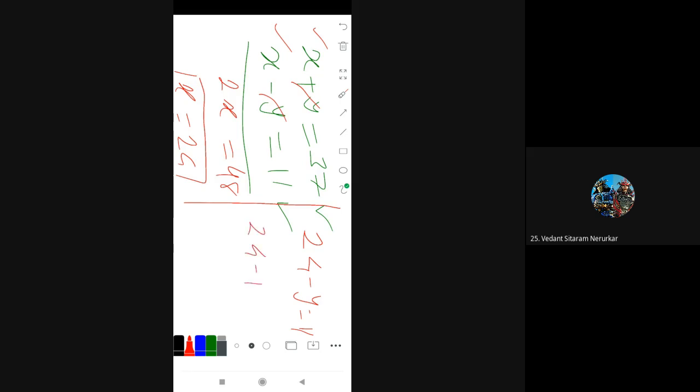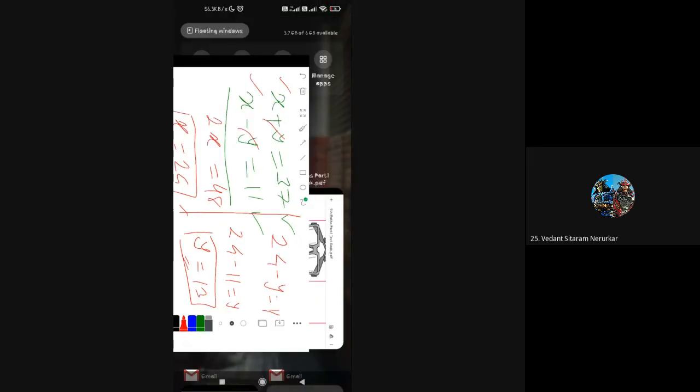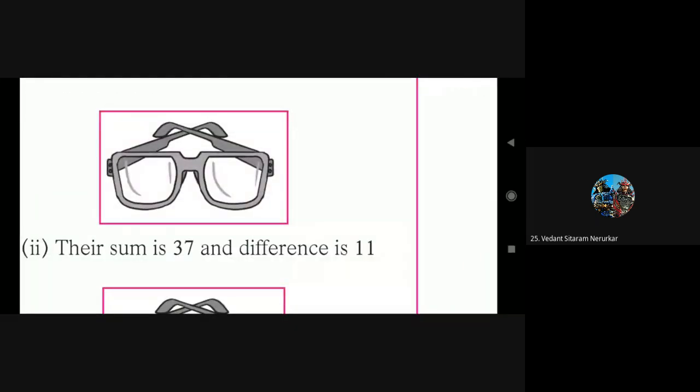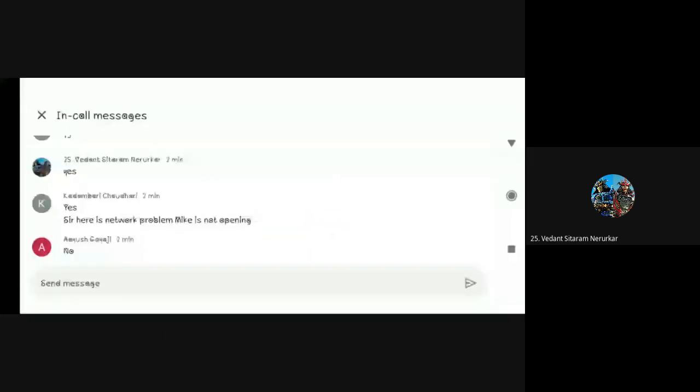24 minus 11 is equal to y, and y is equal to 24 minus 11, that is 13. Okay, so x is equal to 24, y is equal to 13. This is how we find two numbers whose sum is 37 and difference is 11. Okay, so this is done.